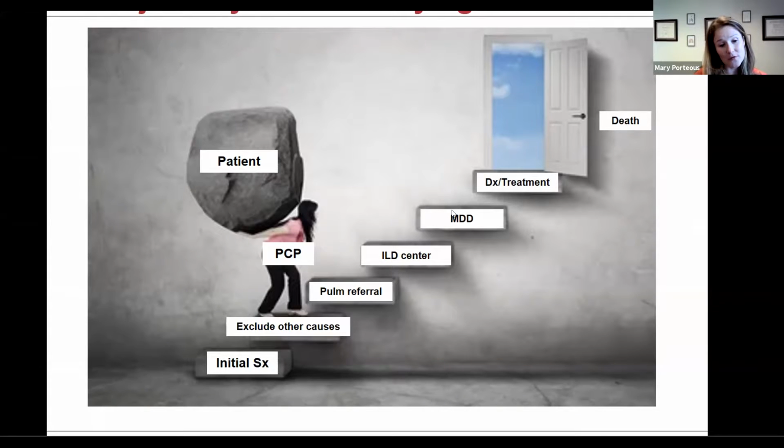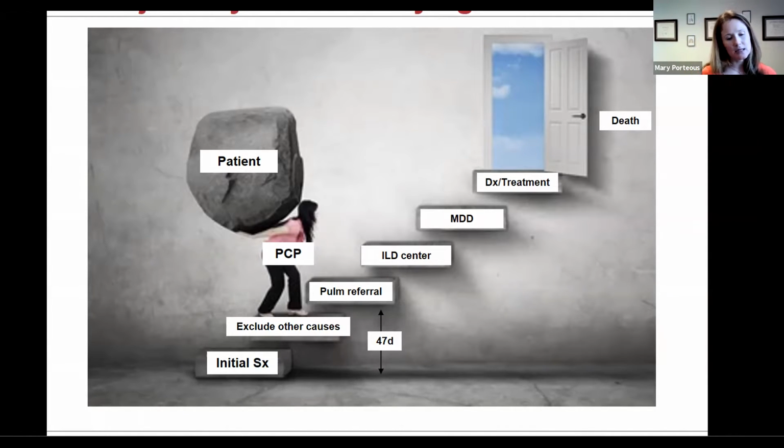Then these patients get reviewed at a multidisciplinary diagnosis discussion. Then the patients finally get diagnosed with a subtype and treatment, and then death. In terms of time, these days are from an English study, so obviously with all the caveats that we're on this side of the pond and the healthcare system is different.